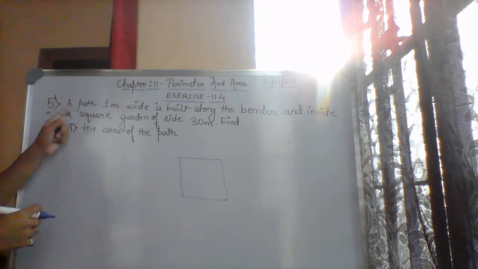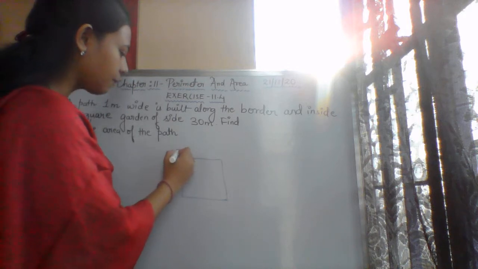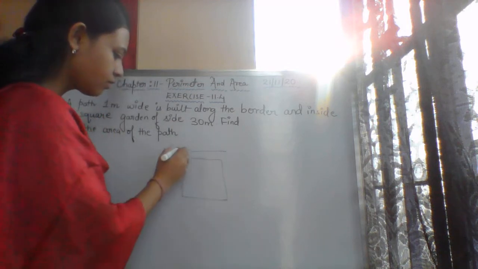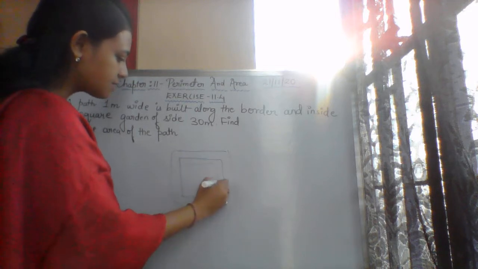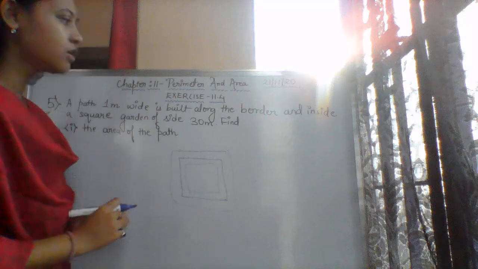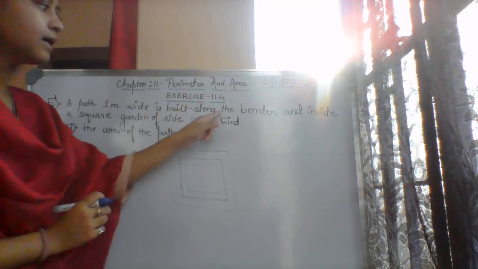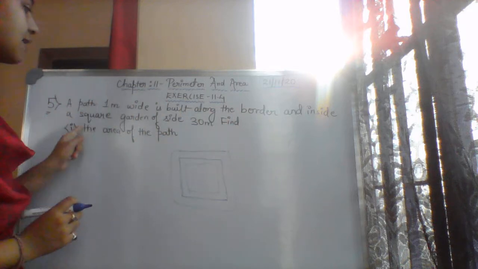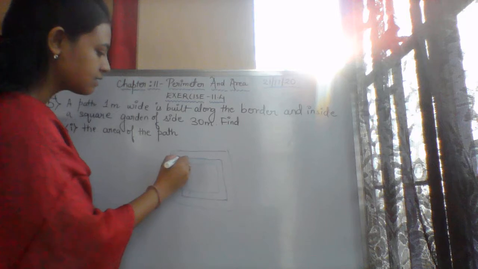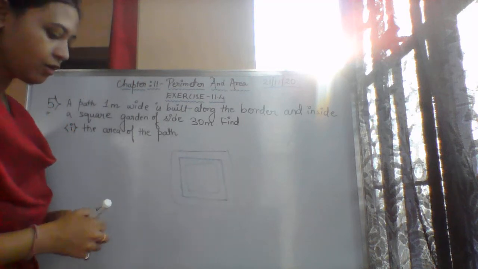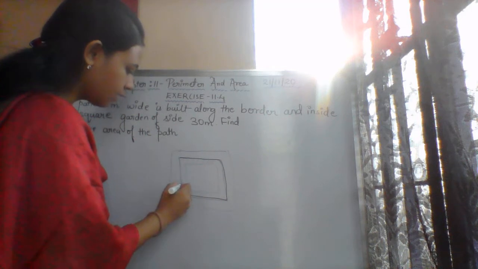So a path of 1 meter is built along the border. So it can be outside also. We can make it outside also, or it can be inside also. But in this question, it is asked that a path 1 meter wide is built along the border and inside the square garden. So this path we have to consider inside. This is our square garden.